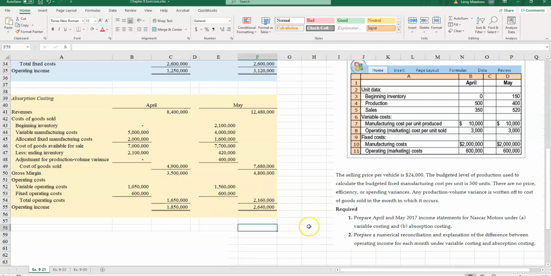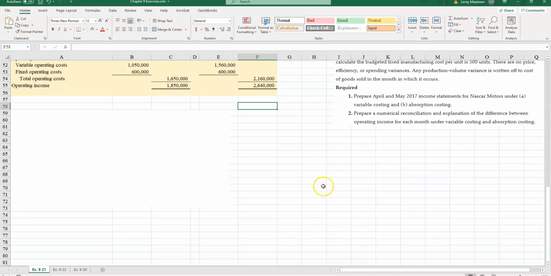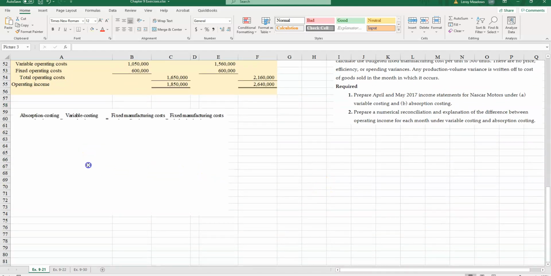So now let's take a look and do part 2, do a numerical reconciliation and explanation of the difference between the operating income for each month under variable and absorption costing. So let's take a look at the difference here. And you will see this formula in the book here. So let's go ahead and use this formula here.